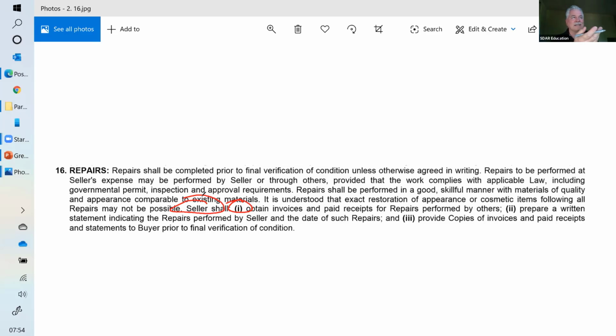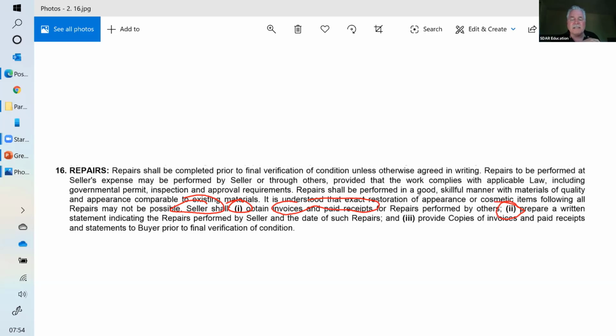Now we can't ask the seller for an invoice on self-help. If the seller does the work themselves, they can't really invoice for it, right? The IRS doesn't like that. Nobody seems to like that. You can't bill your own hours out for stuff, even if you might otherwise be qualified. But we can ask for receipts for materials or things like that. So obtain invoices and paid receipts for repairs performed by others.